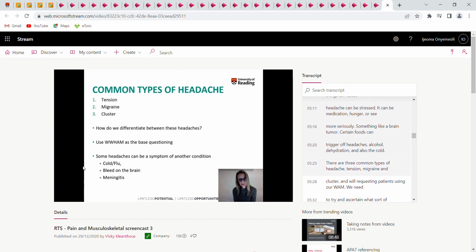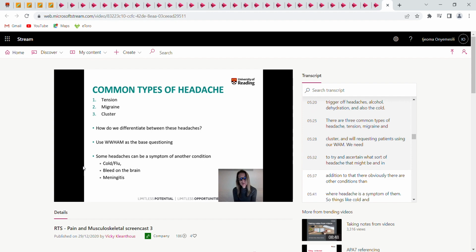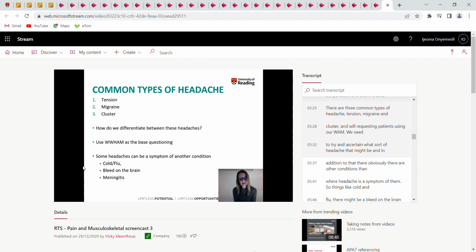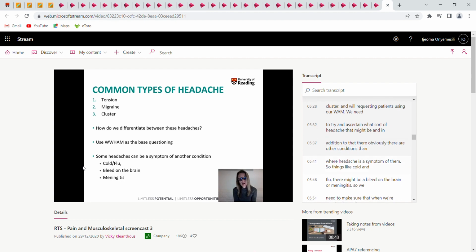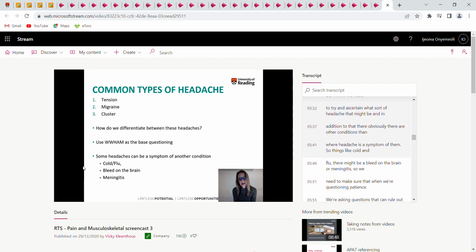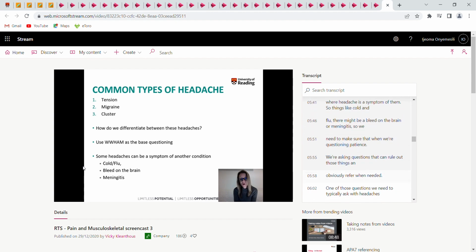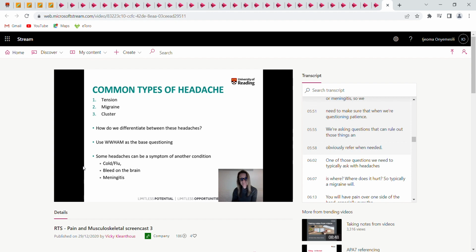There are 3 common types of headache: tension, migraine and cluster, and while we're questioning patients using our WWHAM, we need to try and ascertain what sort of headache that might be. In addition to that, there are other conditions where headache is a symptom, so things like cold and flu, there might be a bleed on the brain or meningitis. So we need to make sure that when we're questioning patients, we're asking questions that can rule out those things and obviously refer when needed.